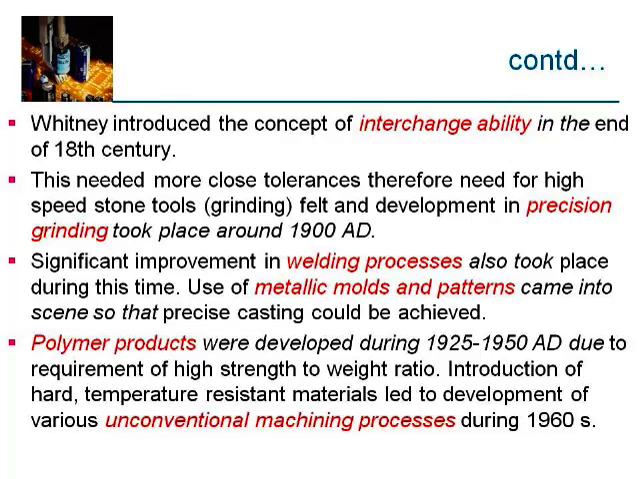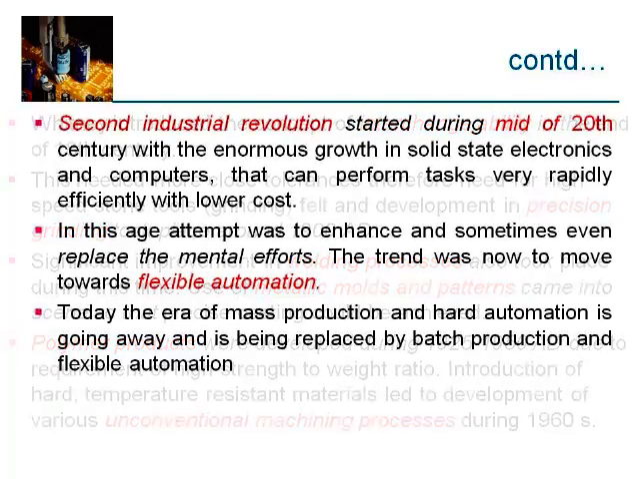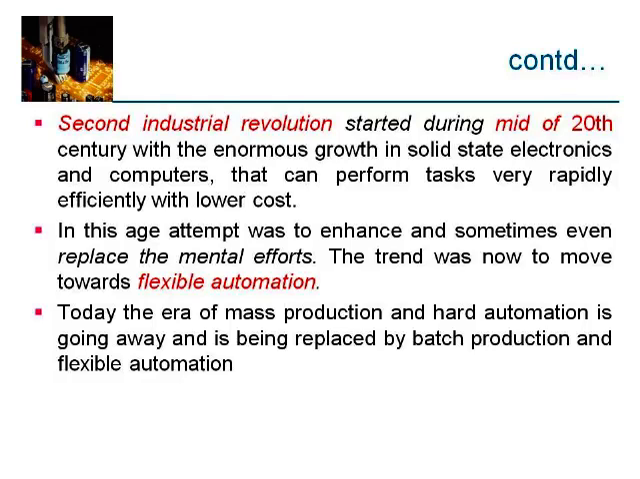Polymer products were developed during 1925 to 1950 AD due to the requirement of high strength to weight ratios. Introduction of hard temperature resistant materials led to the development of various unconventional machining processes during the 60s. The second industrial revolution started in the mid 20th century with the enormous growth in solid state electronics and computers that can perform tasks very rapidly and efficiently at lower costs. In this age, the attempt was to enhance and sometimes even replace mental efforts. The trend was now to move towards flexible automation.